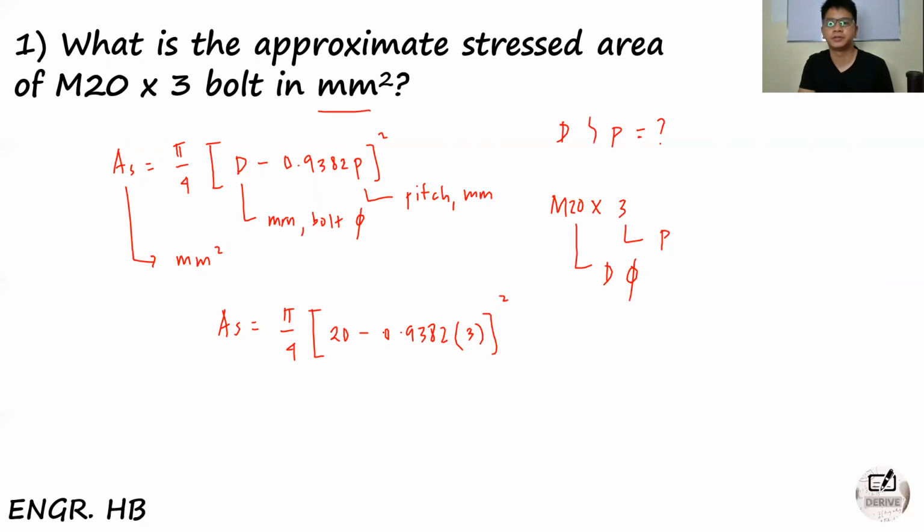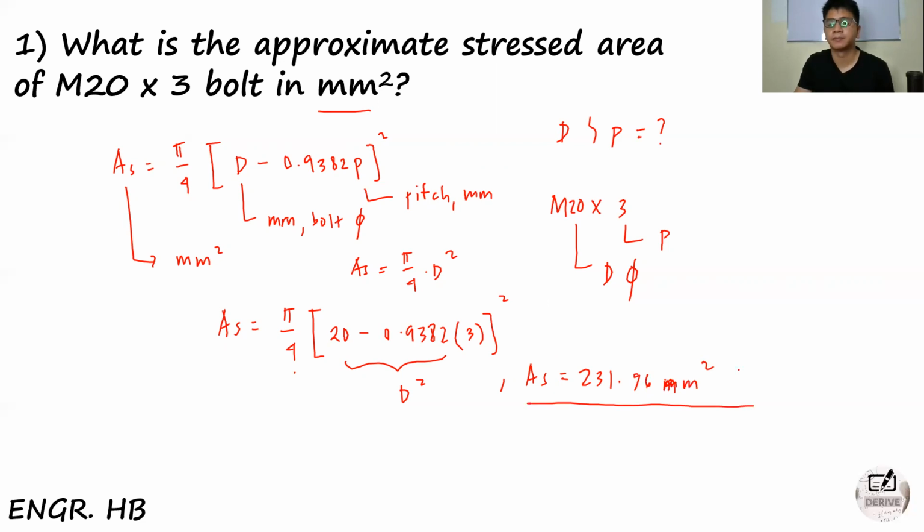In order to memorize or just learn the basic principle, we all know that a circle has an area of pi over 4 d squared. So it's just like that: pi over 4, and this is your d squared. So our stress area in square millimeter will be 0.9382 times 3, 20 minus that answer, squared, times pi divided by 4. And there you have it: 231.96 square millimeter.